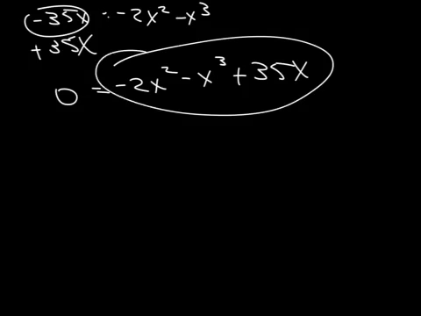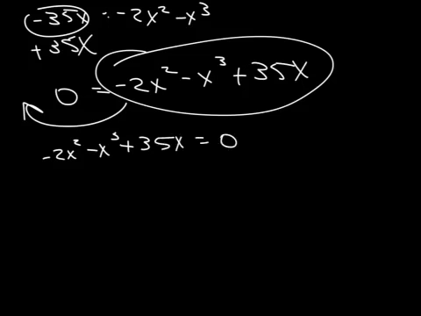Alright, I'm going to take those and move those over here, like that. And I'm going to set it equal to 0 just because I like to have my 0 on the right. Alright, now I'm going to put them in the correct order, my exponents in the order highest to lowest. Now I'm going to take this and factor it.